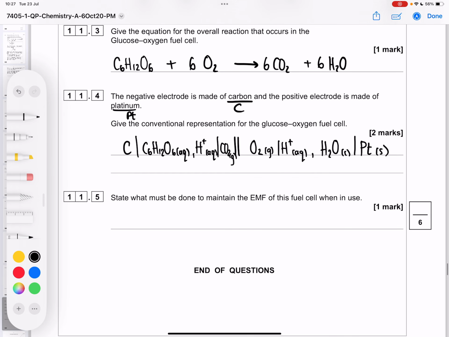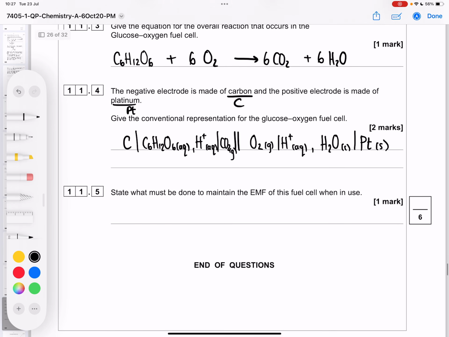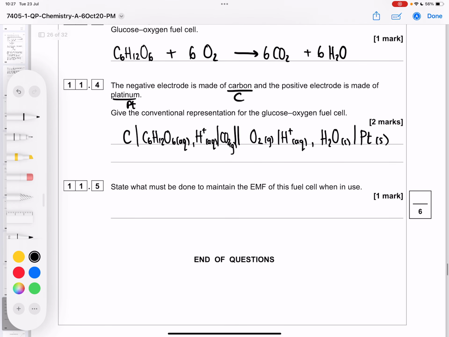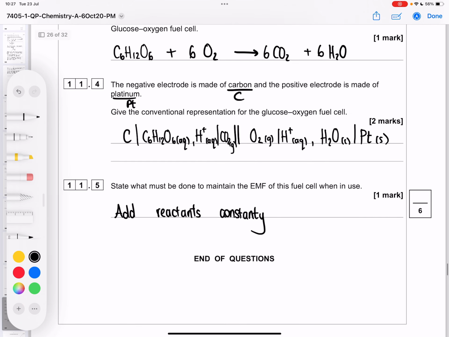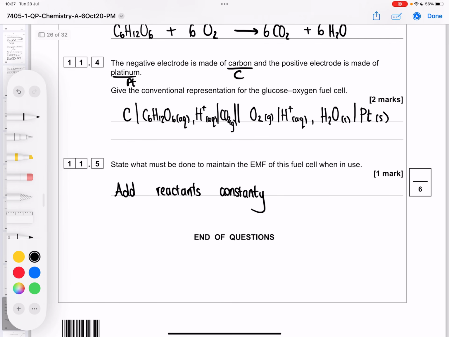State what must be done to maintain the EMF of a fuel cell. We must add reactants constantly so that the concentration of our reactants remains constant.